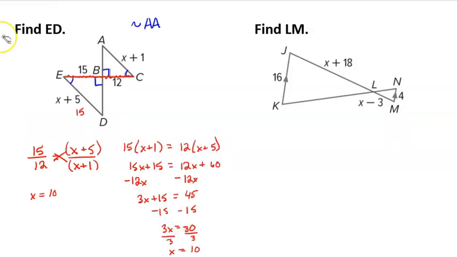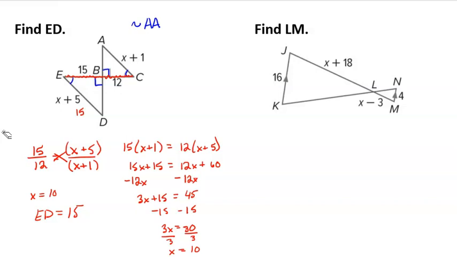So when I cross multiply these, I end up getting that x is equal to 10, but they asked me to find ED, and so now I have 10 plus 5 gives me 15. If they were asking for AC, it would be 10 plus 1 gives me 11 for this one. So for this one, ED equals 15. So always make sure that you're going back to that original problem to see that you are solving for the correct thing. Especially on the EOC, they're going to put 10 as an answer choice just because they know that you're going to solve for X and then forget to plug it back in. So just be really careful.